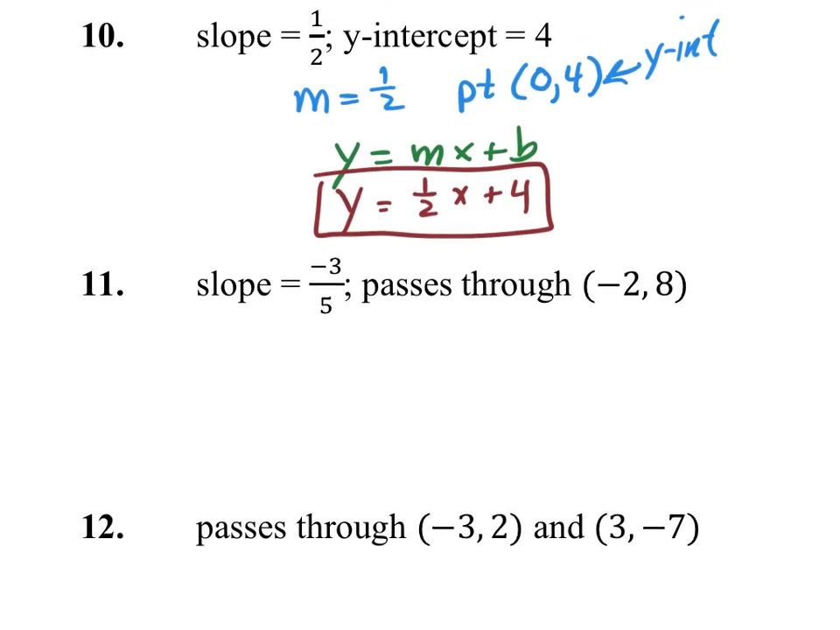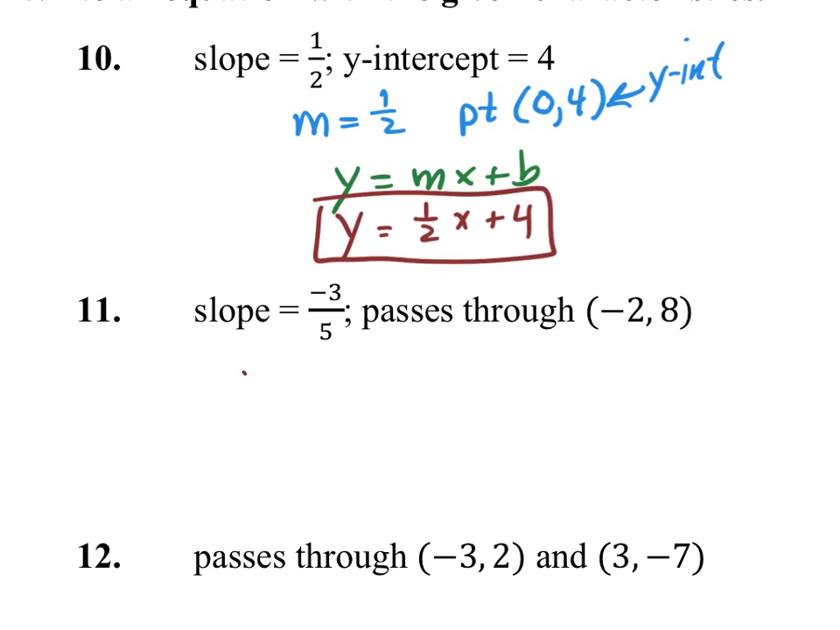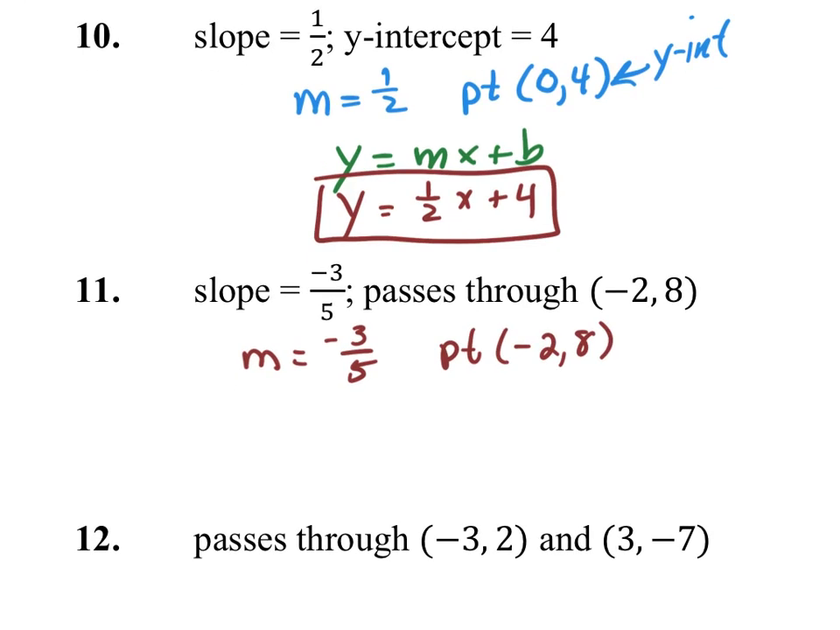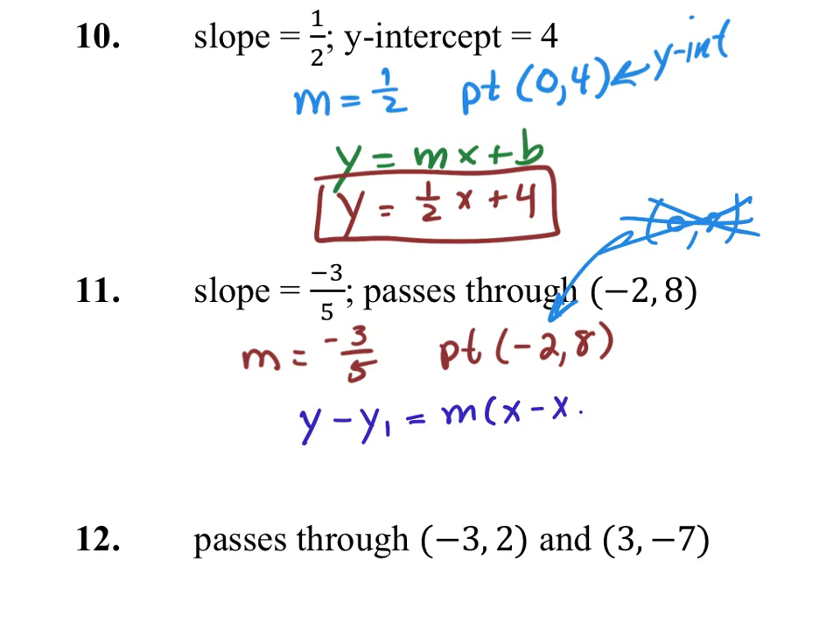Number 11, not quite as easy. They gave us a slope, which is great. We don't have to go find it. They gave us a point, but unfortunately, this is not a y-intercept. Remember, y-intercepts have to have a 0 right there. If it had been 0, 8, that's a y-intercept, but it's not that. So if they just give us a general point, we use the general point-slope equation. Again, it's just a substitution problem.